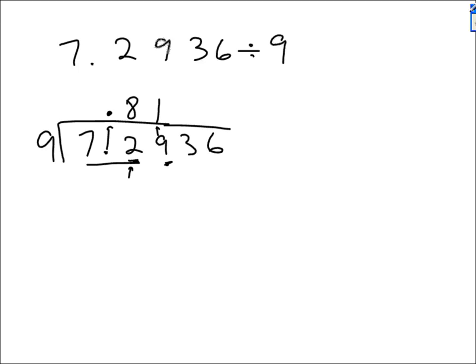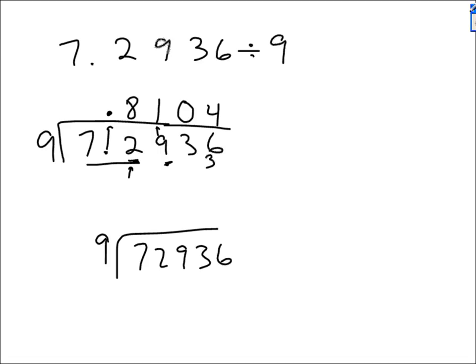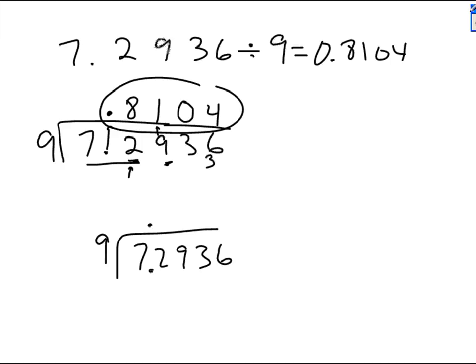9 goes into 3 0 times with 3 left over, and 9 into 36 is 4. It was exactly like doing this problem, except you just have to put a decimal up there. That is, there's the answer, 0.8104. And again, some people like to write the leading 0, since that 0 I didn't write is right before the decimal. Some people would write it, some people would not. I don't. If you put the 0, it's fine.